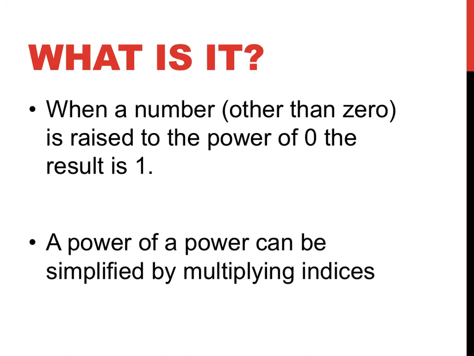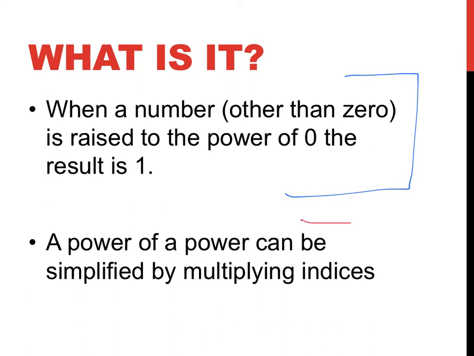Okay, 2 quick points because we don't have long. When a number other than zero, so like the 6s and the 5s or the 4s we were looking at in the other tutorial, is raised to a power of 0, the result is always 1. Doesn't matter. 9 to the power of 0, 1. 12 to the power of 0, 1. 19 to the power of 0, 1. 6,000 to the power of 0, still 1. No matter what number it is, unless it's 0, if it's raised to the power of 0, the answer will always be 1.